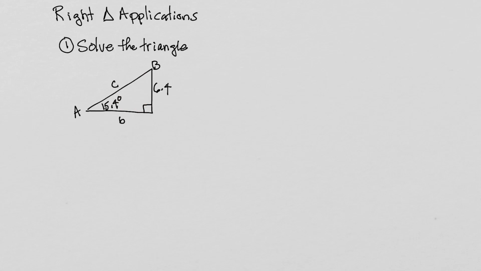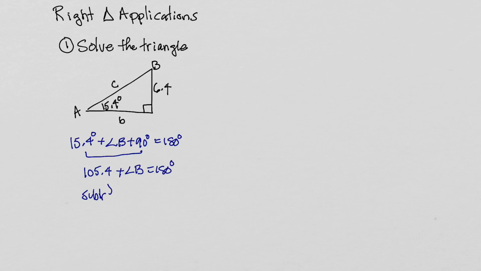Well, first of all, we know that if we add up these angles, this plus angle B, we should get 180 degrees. That is, if we take 15.4 degrees, add to that the measure of angle B, plus this 90-degree angle, that right angle, we should get 180 degrees. Now, adding these two together, we get 105.4 plus angle B, that's 180 degrees. And then, if we subtract 105.4 from each side, we're going to have the angle B is equal to 74.6 degrees. So now we've got all three angles. We just need to get these other two sides.